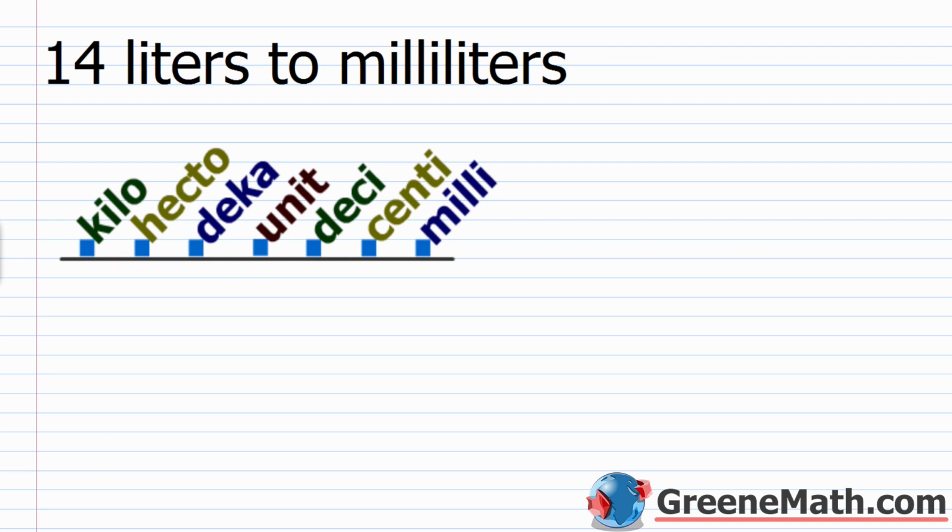Let's take a look at another one. So we have 14 liters to milliliters. Again, we're looking at the prefixes to start. Liters is the basic unit, so that's right here. And then milliliters, we have milli, that comes before liters. That's right here. So I'm going to write my number down, which is 14. And I'm going from the basic unit, liters, to milliliters. So that means I'm going to go on the prefix chart 1, 2, 3 places to the right.